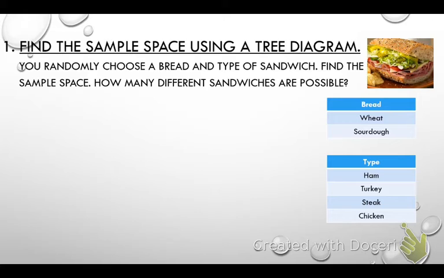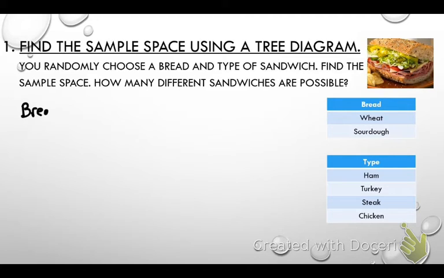So what we're doing today is we're going to randomly choose a bread and a type of sandwich. You can see there's 4 different types here. You could get ham, turkey, steak, or chicken. And you're trying to find the sample space. And while doing that, we're going to see how many different sandwiches are possible. So when you do a tree diagram, you always want to start with the thing that has the smallest amount of options. Which one up there has the smallest amount of options? The bread.